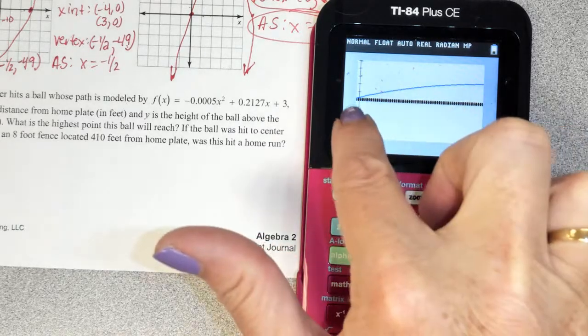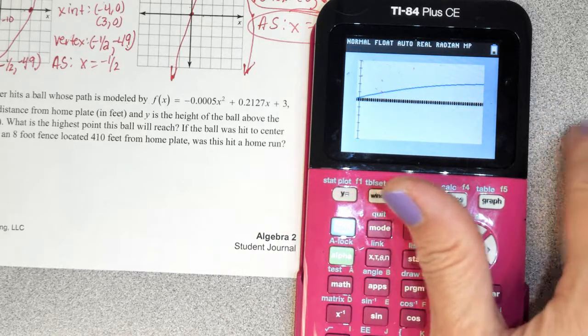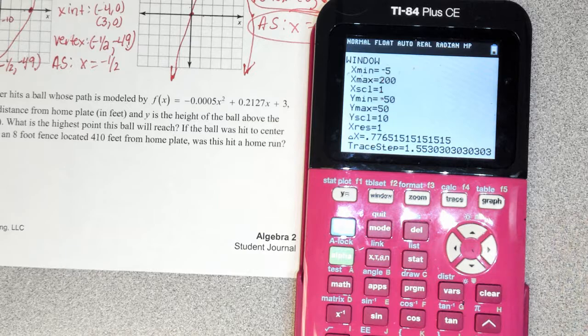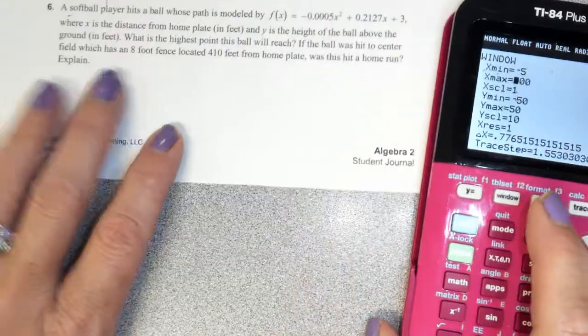I'm still trying to see this whole parabola, where it's going to hit the ground. So I'm going to have to extend the window even more. What do you guys think? What might I want to go to? 400? Okay, let's read this.